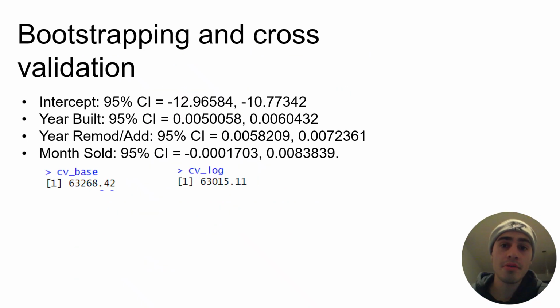Lastly, we performed a bootstrapping and cross-validation on the improved model. The bootstrapping showed very narrow confidence intervals for year built and year remodeled, with slightly wider intervals for the intercept. The confidence interval for month sold did pass through 0, which supports that month sold doesn't have an effect on price. Next, we performed a 10-fold cross-validation, which gave us a higher RMSE for our base model, meaning our improved model does perform better on predictions for unseen data points.